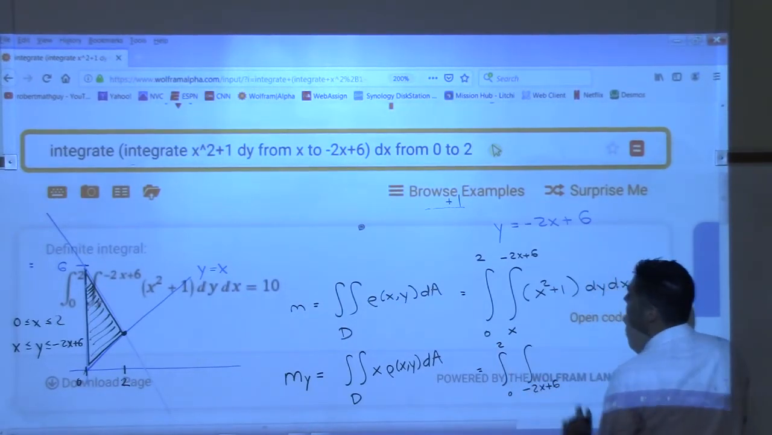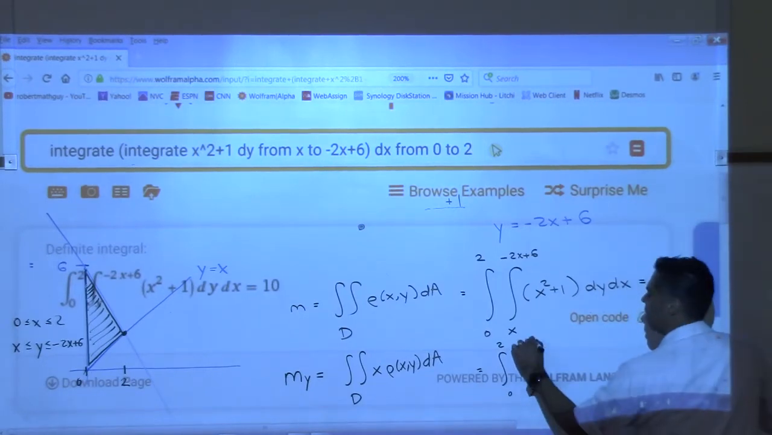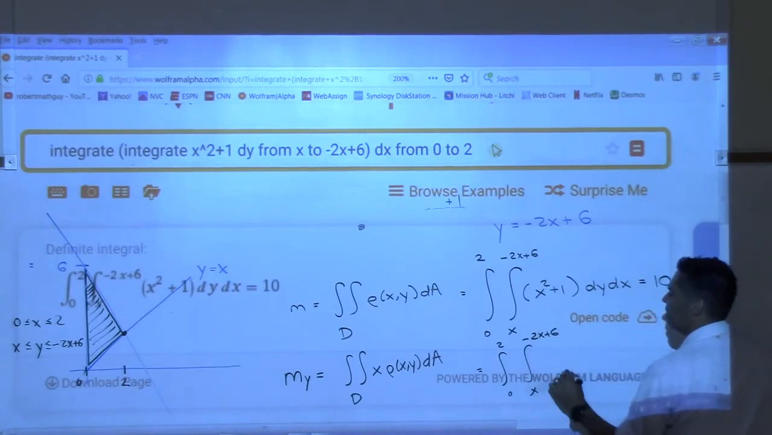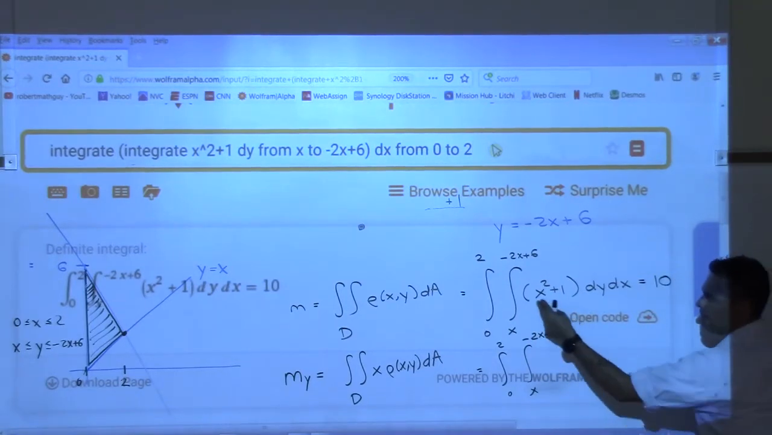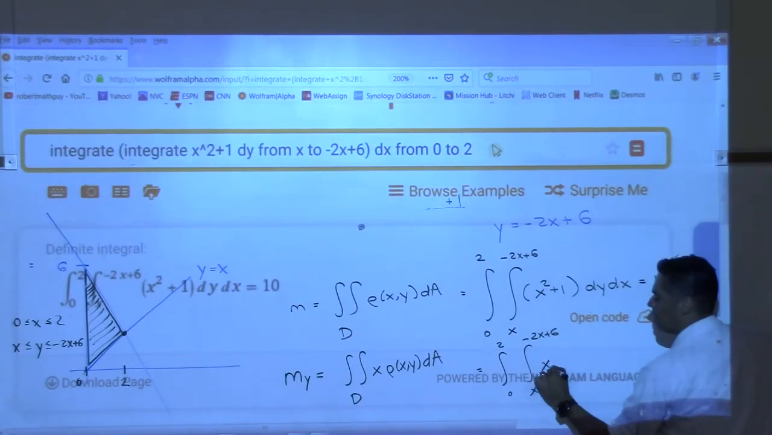Did I do that backwards? Hold on. No. I just wrote it backwards here. x times negative 2x plus 6. What's the only difference now? This is no longer this. It's what? This times x. So this becomes x cubed plus x dy dx.